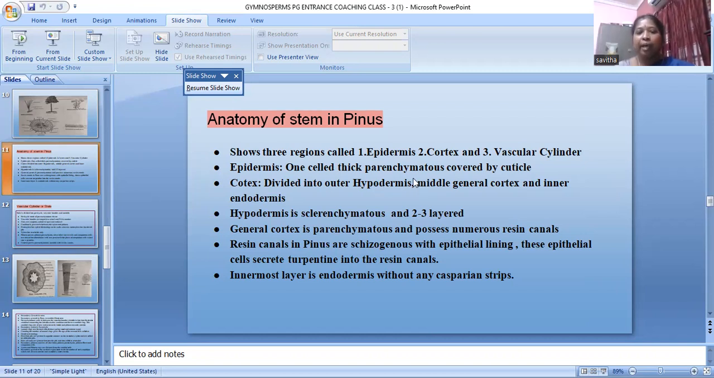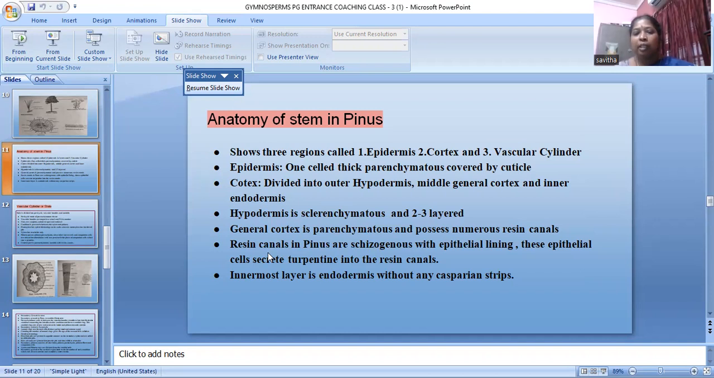Epidermis is parenchymatous and made up of one cell thick layer without any intercellular spaces, and it is covered by cuticle. And cortex is divided into outer hypodermis, middle general cortex, and inner endodermis. Hypodermis is sclerenchymatous and 2 to 3 layered in structure.